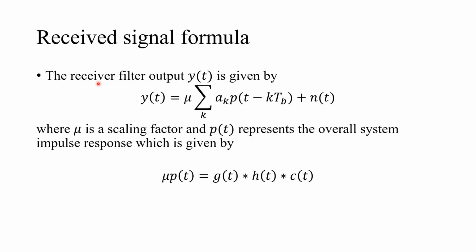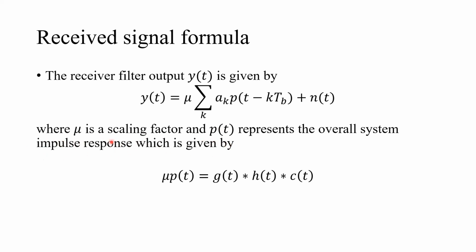Now we shall see the formula for the received signal y(t). The y(t) can be represented by this equation, mu into summation over k of a_k p(t minus k T_b) plus n(t). In this, n(t) is the noise parameter, mu is the scaling factor that determines the amplitude of the signal, and p(t) represents the overall impulse response of the system.